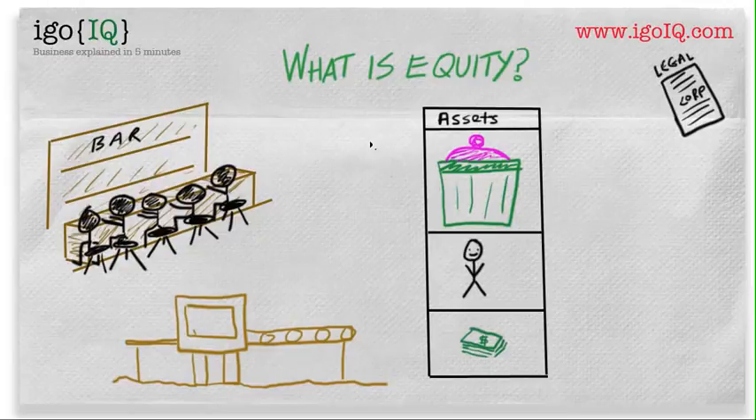So let's have a look and discuss what is equity. And we can start with a very simple example. Let's have an example of me and my four friends sitting in the bar, having a beer casually on a Saturday night, and we come up with this great new idea. The light bulb went off, ping.